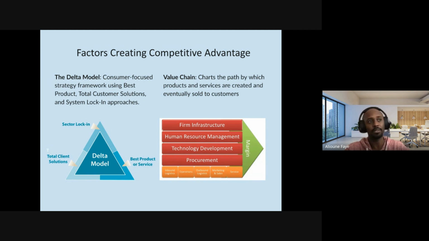Basically, it is the best. And cost is also implied in here. So either by the best price or by the most unique product offering that you have. And the last thing is system lock-in. The best example I can use for this is the Apple ecosystem.